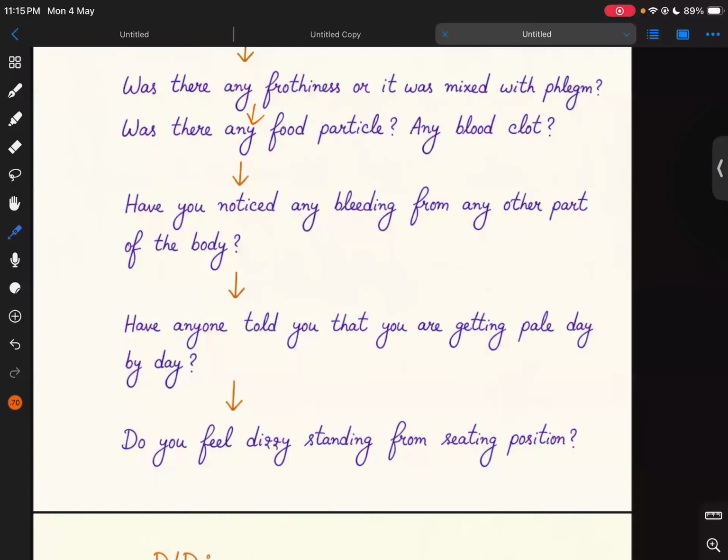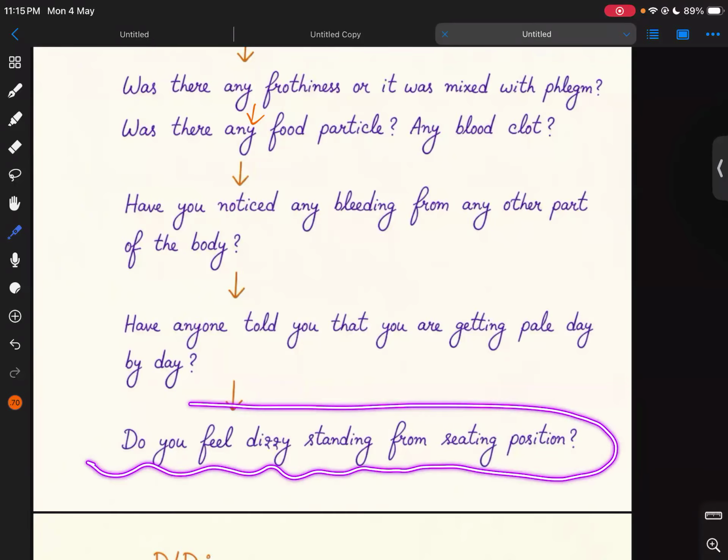Okay. So if the bleeding occurs in a large quantity, the patient will have postural hypotension. And this is a red flag sign. We have to admit the patient. We have to rule it out from the history and from the physical examination. How to rule it out from the history? We have to ask, do you feel dizzy standing from the sitting position?